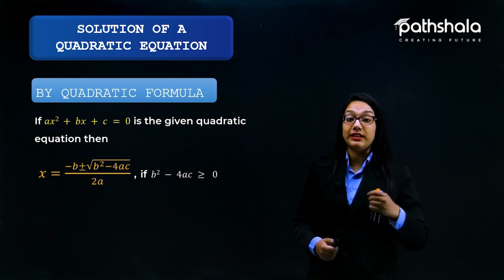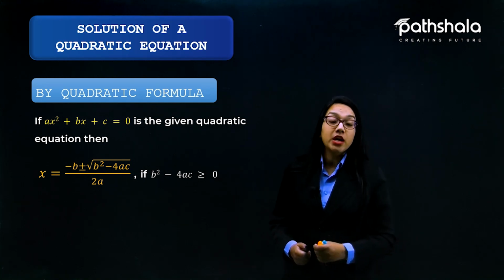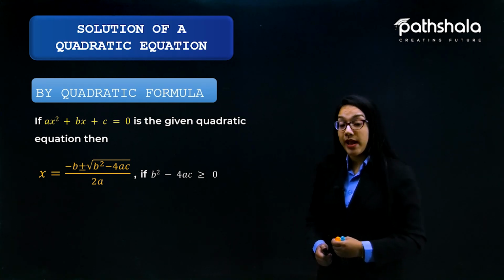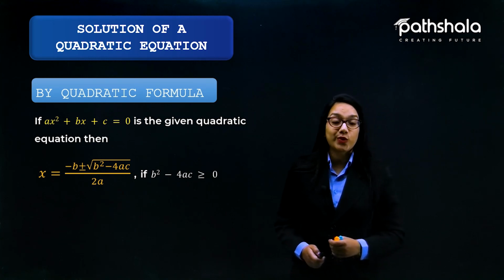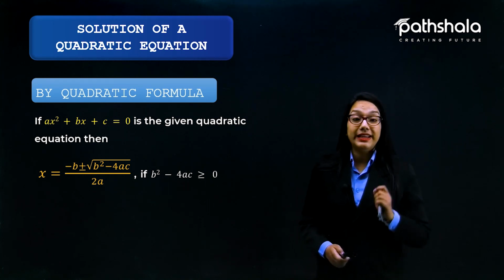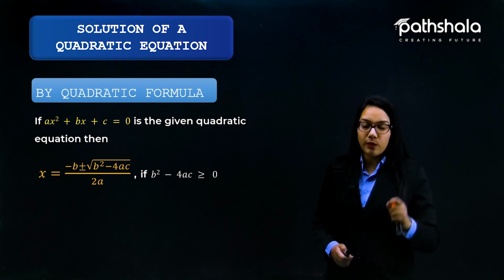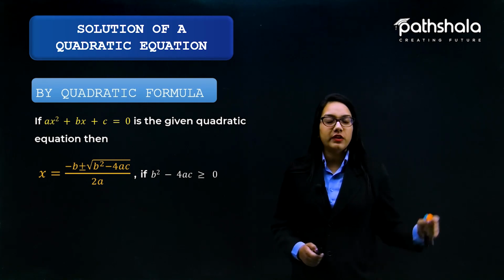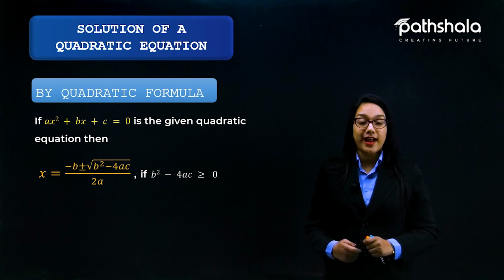Furthermore, it is actually derived from completing the square. So we have derived x is equal to minus b plus minus square root b square minus 4ac by 2a from the completing the square method. So always remember this formula whenever we want to find the solution of a quadratic equation.